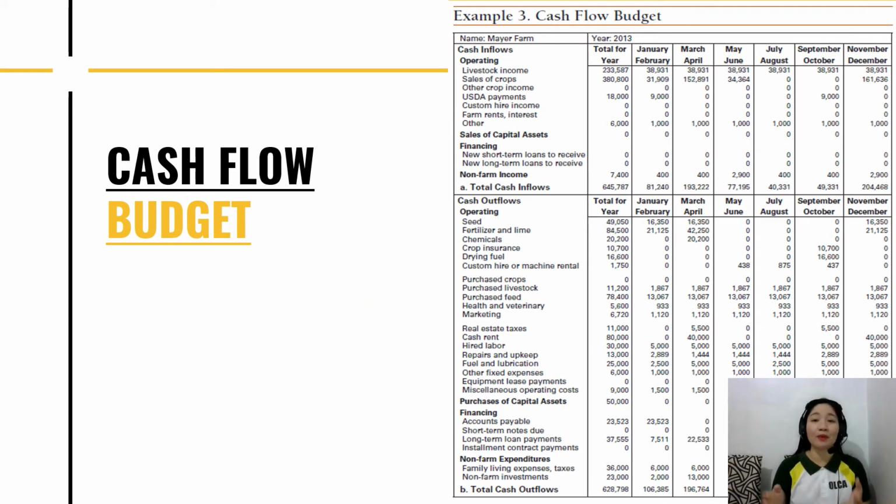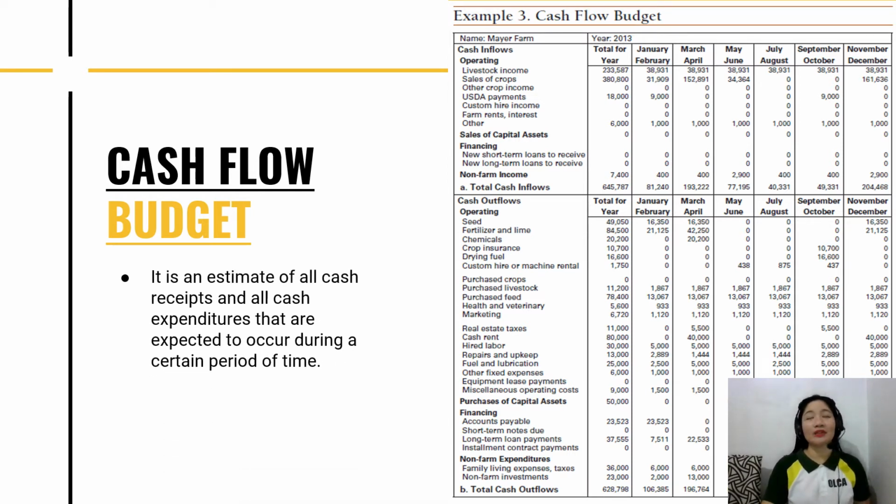So here is an example of a cash flow budget, okay? As you can see, there are cash inflows, okay? And the operating expenses under the cash outflows, okay? So we have the livestock income, the sales of crops, the other crop income, okay? For the total cash inflows. So it's the cash flow budget of Mayor Farm in the year 2013. For the cash outflows, class, we have the operating expenses: the seed, the fertilizer and lime, the chemicals, the crop insurance, and the like. Okay, so we will be dealing with the cash flow budget in performing record keeping.